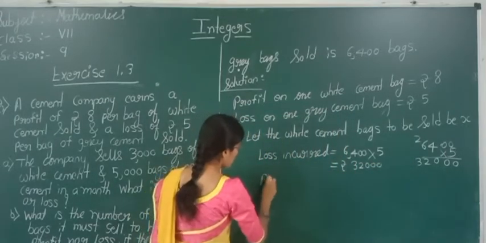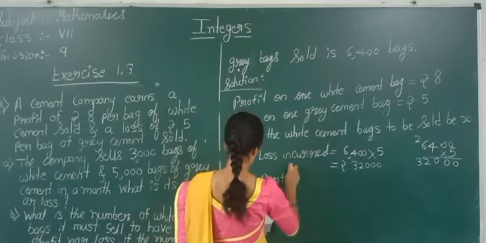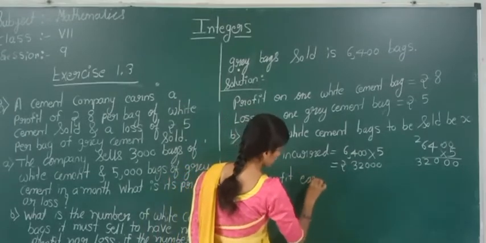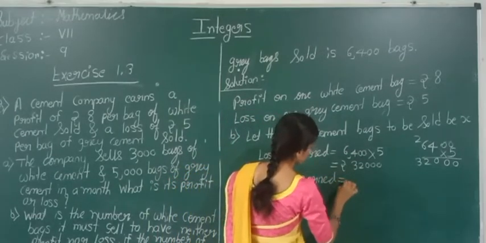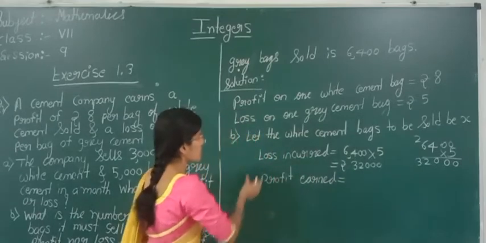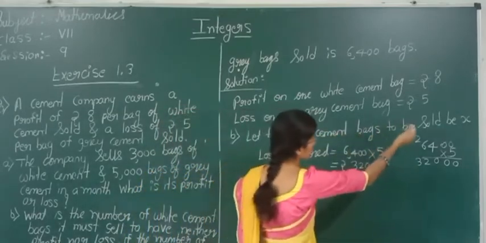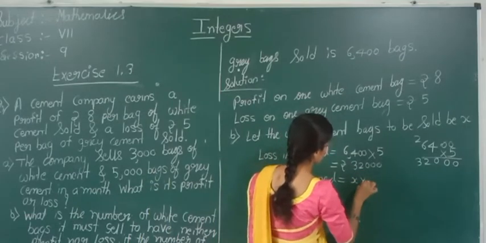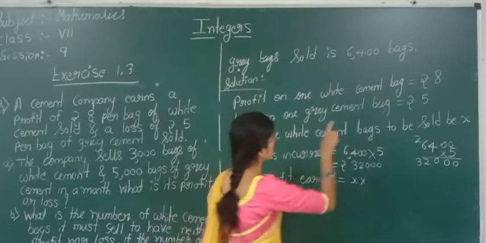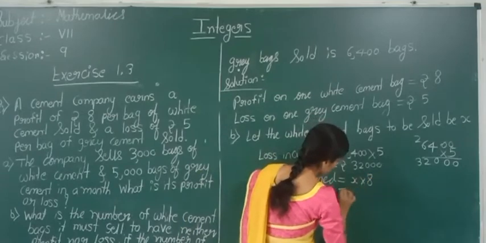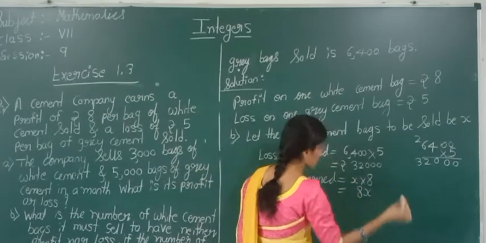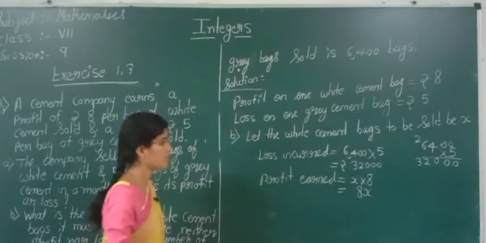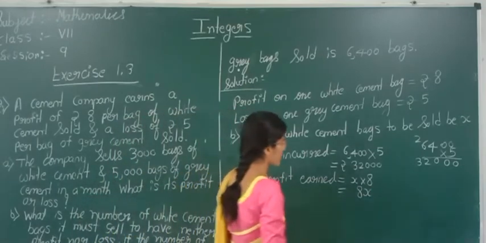Now profit earned is equal to, again, let the white cement bags to be sold be X. X into, for per bag the profit is 8, so it is nothing but 8x. Profit earned is nothing but 8x.